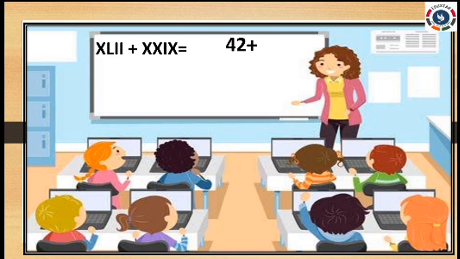Correct. Then plus XXIX. 2 X's are there. What is the value for 2X? As 20. IX means 9. As totally what? 29. So 42 plus 29. How much you get? As 71. Now you convert the Hindu Arabic into Roman numerals. So what is the value for 71? As L, X for 70. Okay, then 1 for I. So you get L, X, X, I. That is the correct answer.